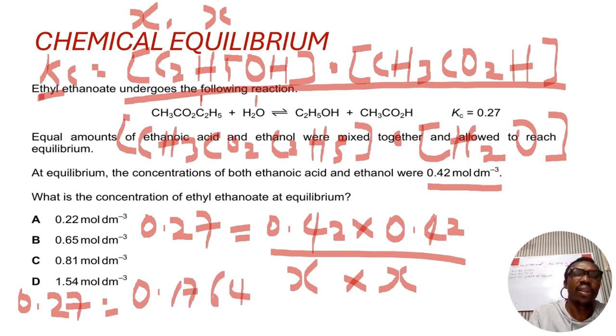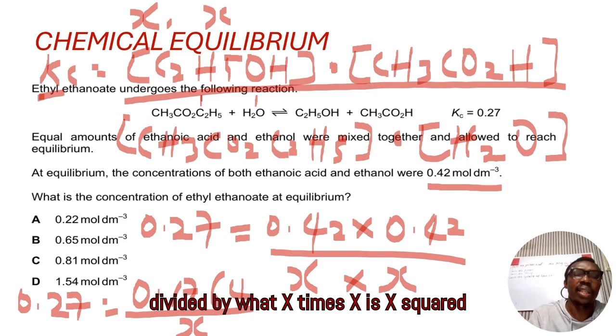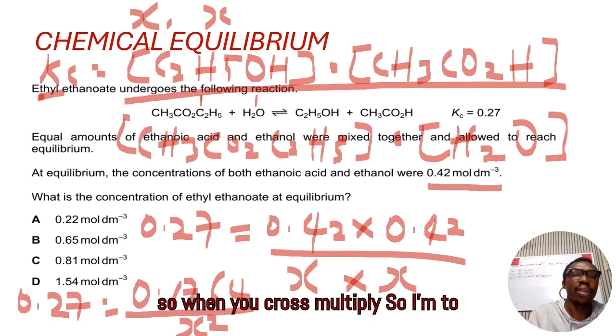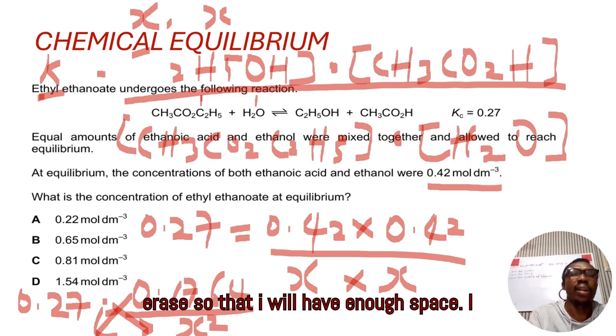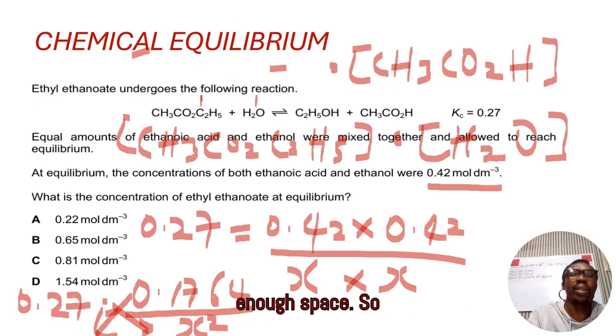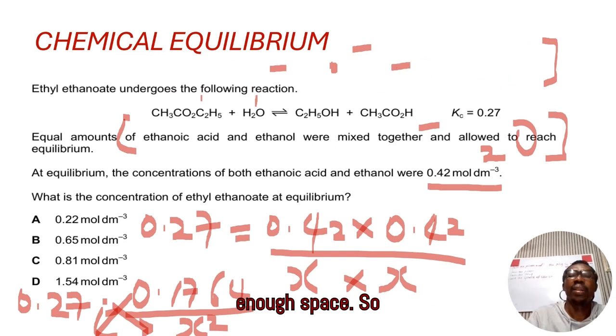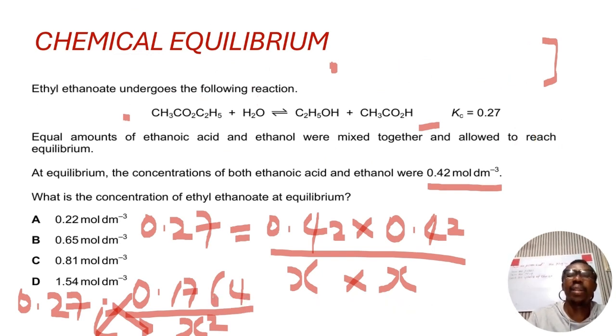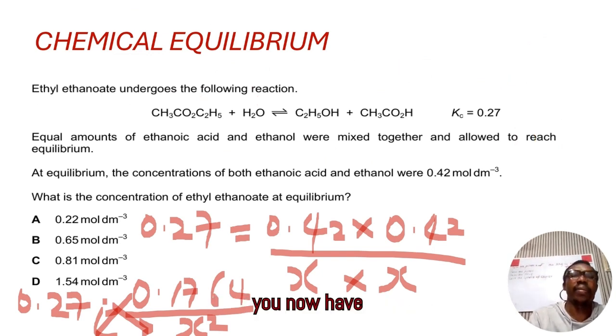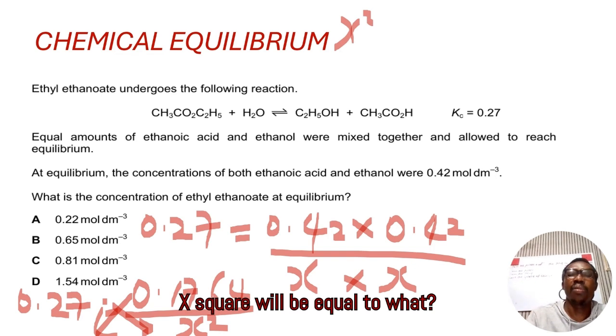0.1764 divided by what? X over X is X squared. So when you cross multiply, I'm going to erase this so that I'll have enough space. When you cross multiply, you now have X squared will be equal to what?